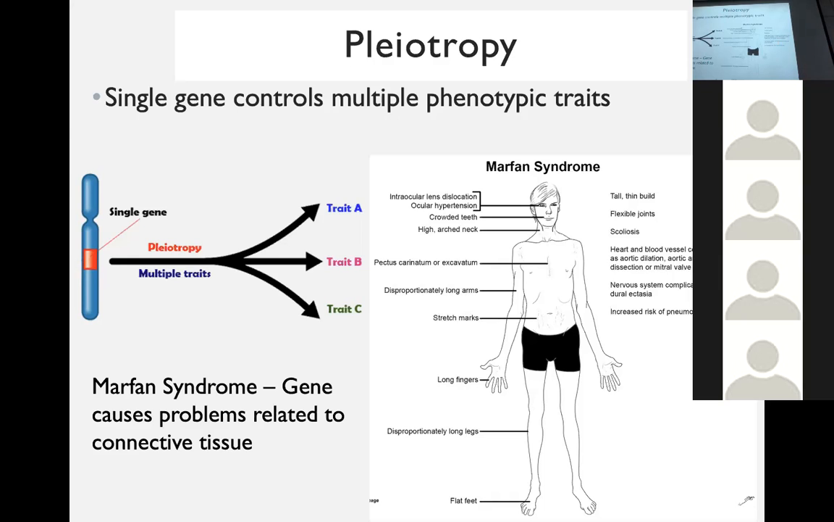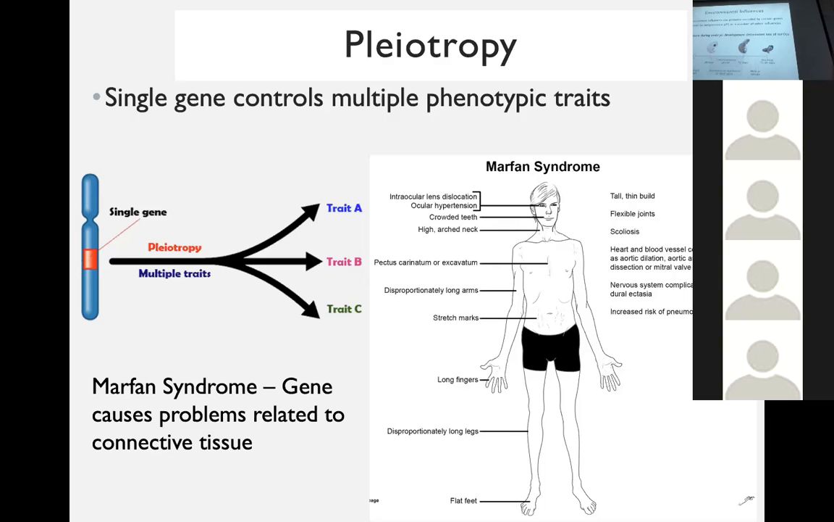Okay, so that's pleiotropy. So polygenic inheritance and pleiotropy, they're kind of the inversions of each other. That's how you can think of it. One gene versus many genes, one phenotypic trait versus many phenotypic traits affected.